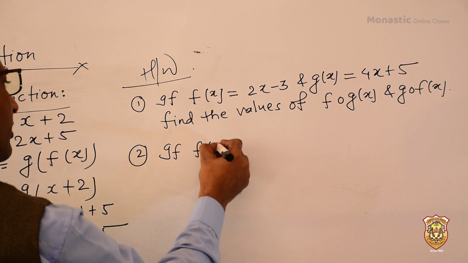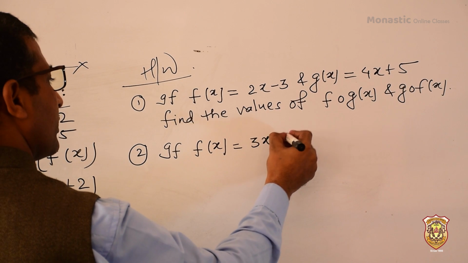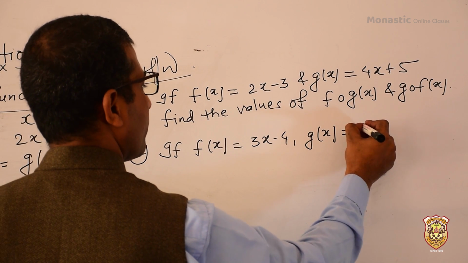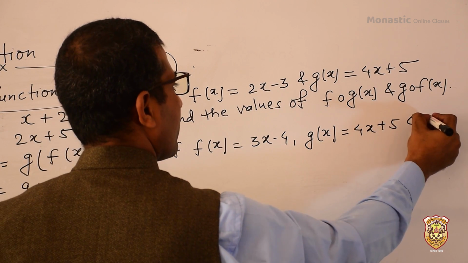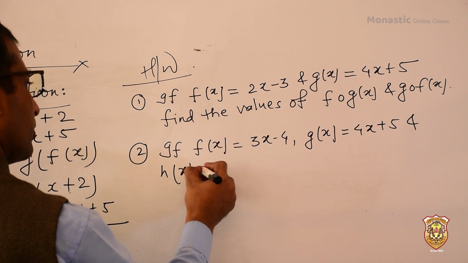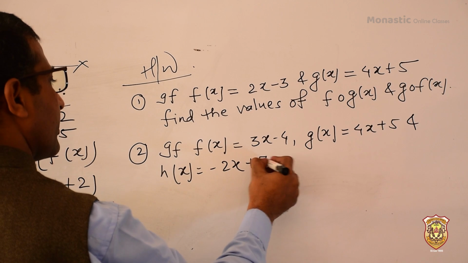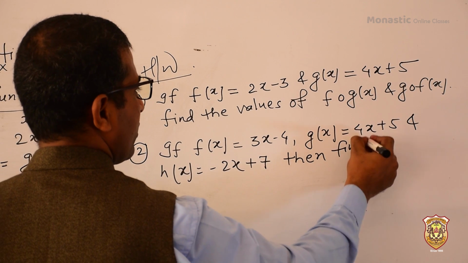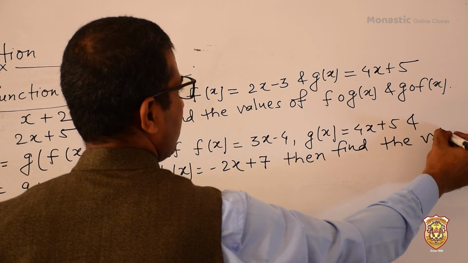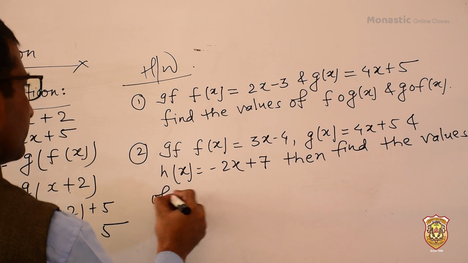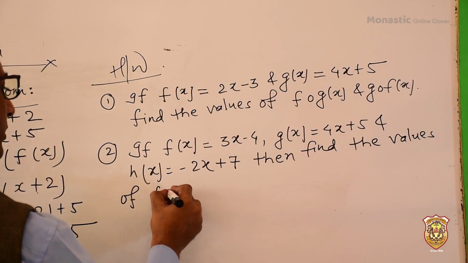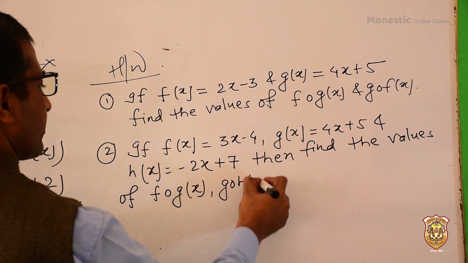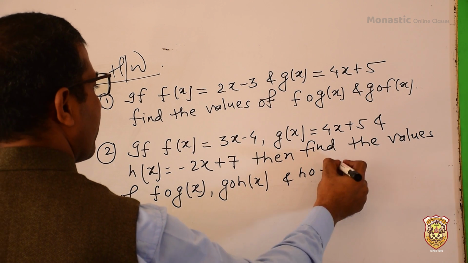If f of x equal 3x minus 4, g of x equal 4x plus 5, and h of x equal minus 2x plus 7, then find the values of f circle g of x, g circle h of x, and h circle f of x.